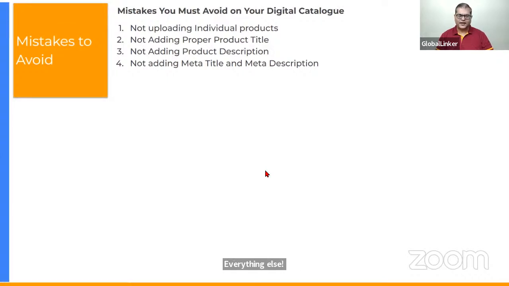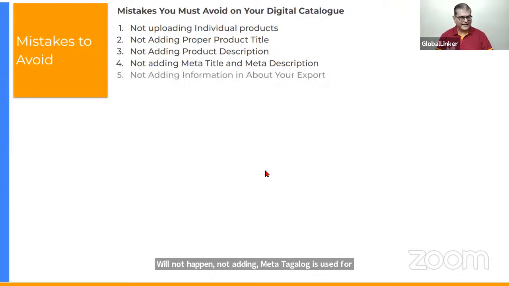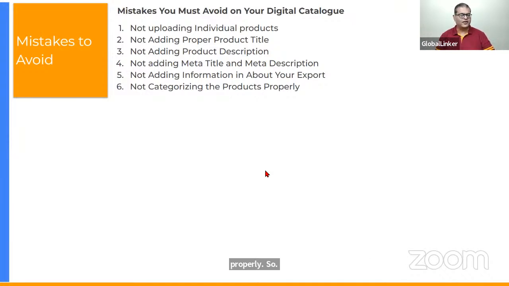Not adding meta title and description, which is used for search engine optimization purposes. If you're not adding this, this is where you'll be losing out on search visibility. Not adding information about your export, which we have just seen. Not categorizing your product properly, so putting them in respective categories. If you are putting the product in the wrong category, obviously, you're missing out on the opportunity.